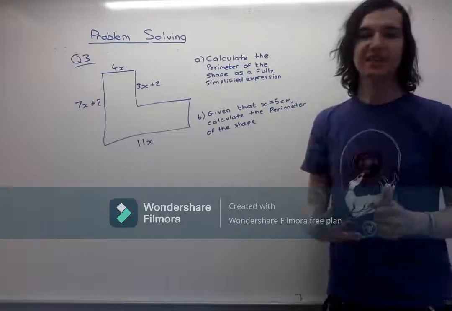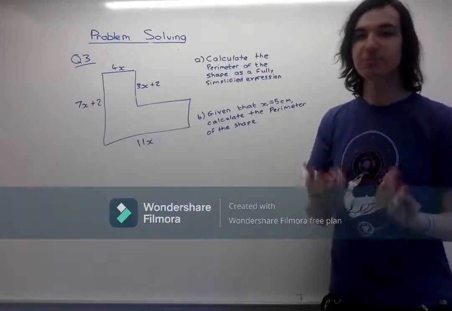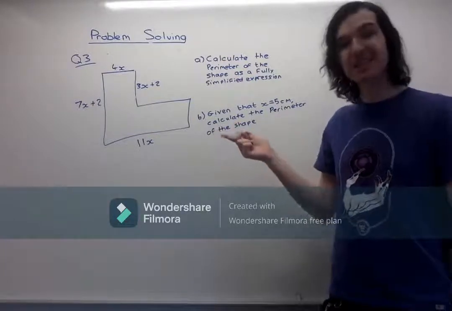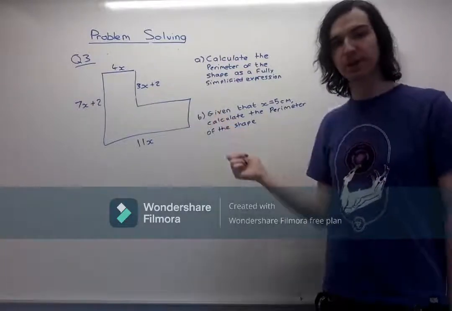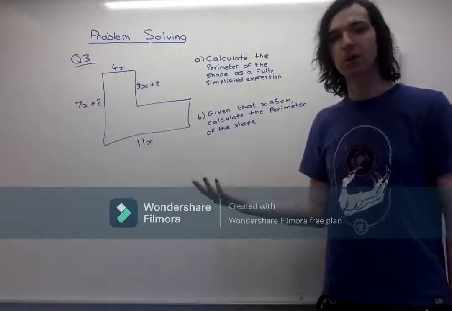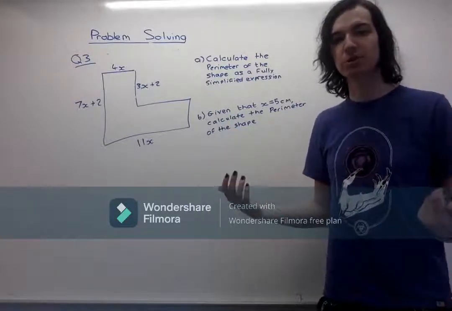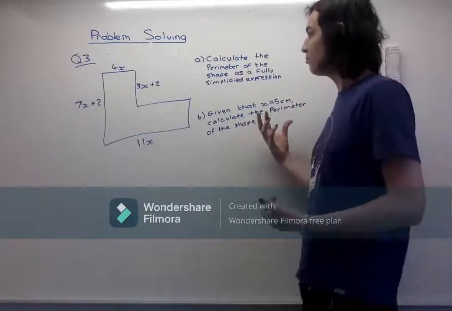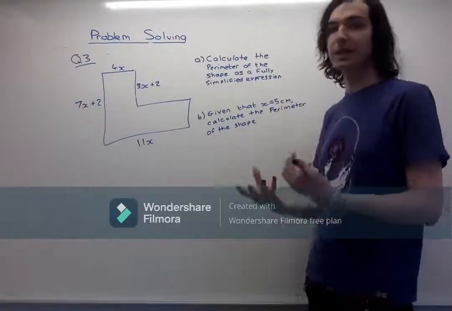Okay, so now we're dealing with compound shapes. These are basically two shapes stuck together. As you can see here, it's basically a rectangle superglued onto the side of a rectangle. It's called a compound shape because it's a compound of two shapes. Cool. Now, what we're first being asked here is calculate the perimeter of the shape as a fully simplified expression.